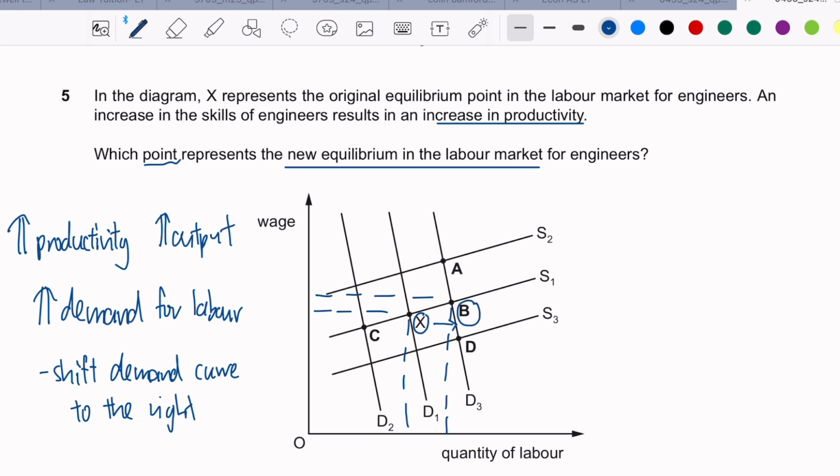So why is there an increase in demand for labor? Because now the workers, which are the engineers, become more productive. So the firms are more willing to hire more engineers to work for them. So this caused the demand for labor to increase from D1 to D3. So B is the answer.